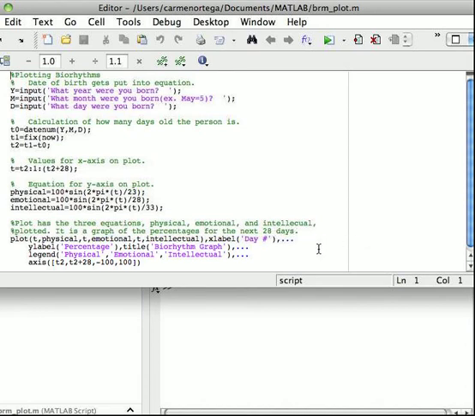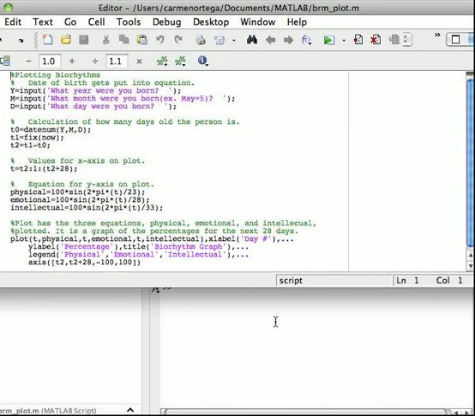And then you see here the values for the x-axis are from T2, so how many days old a person is, to T2 plus 28 days, so it is about a month. The equation for the y-axis on the plot is the physical, emotional, and intellectual. All three of them get plotted.